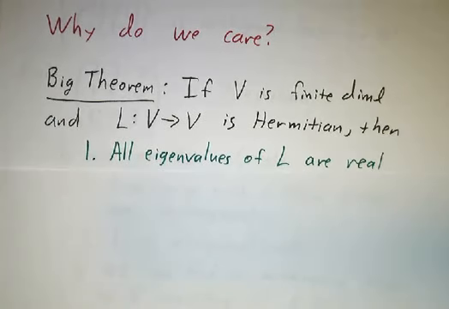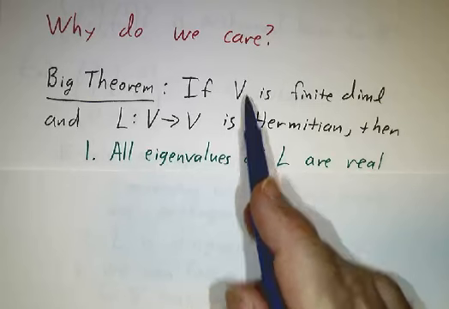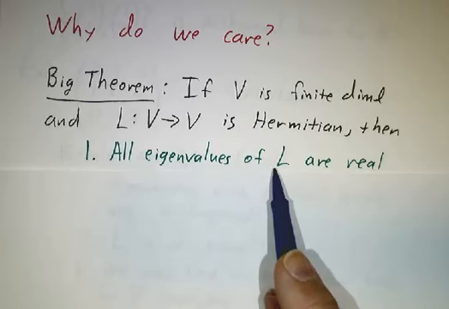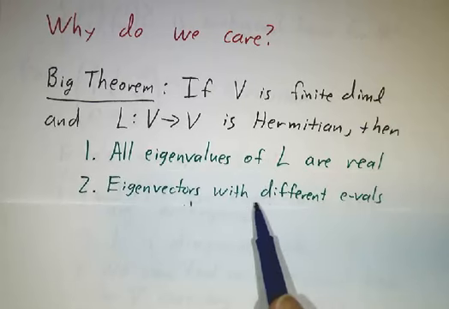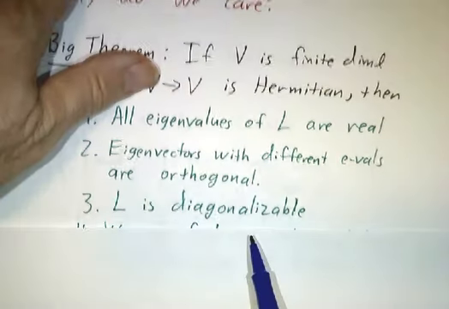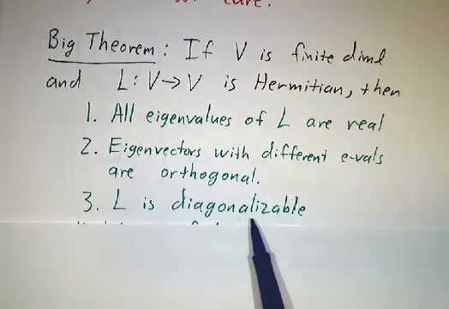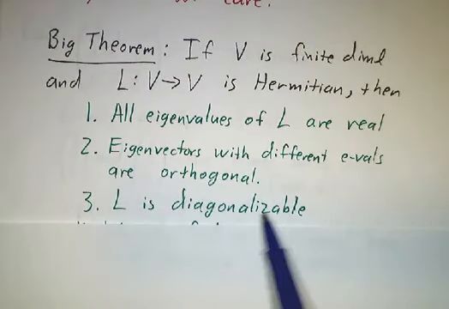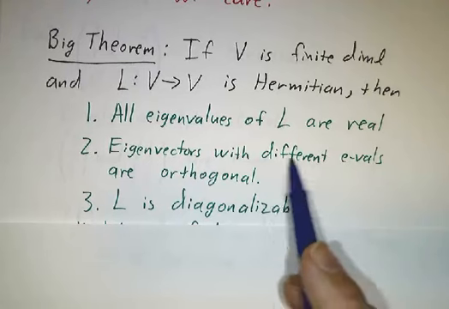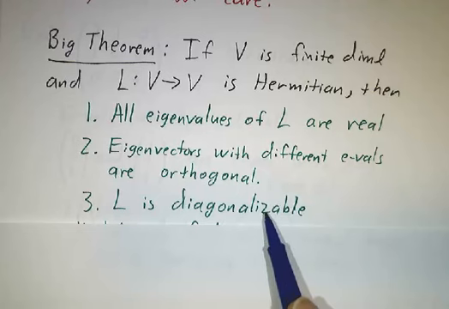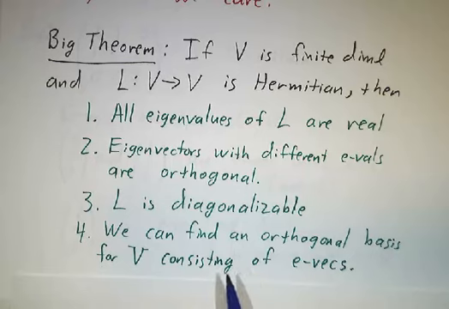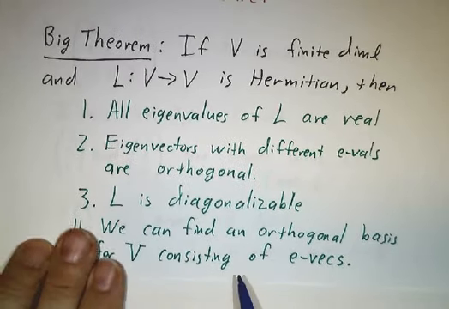First of all, if we're working in a finite dimensional space, then all of the eigenvalues are real. And all of the eigenvectors with different eigenvalues are orthogonal. And it's automatically diagonalizable. We don't have to worry about complex eigenvalues. We can always get ourselves a nice orthonormal basis, and we don't have to worry about generalized eigenvectors. It's always diagonalizable, and we can make ourselves this wonderful orthogonal basis.